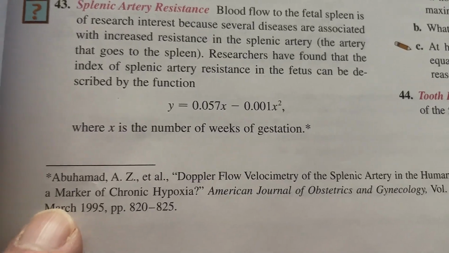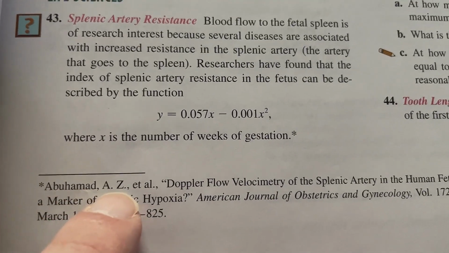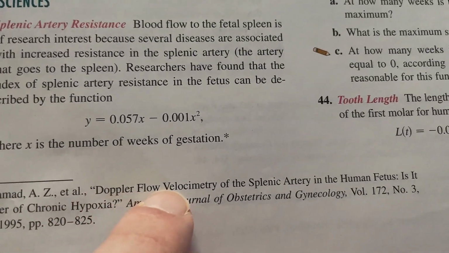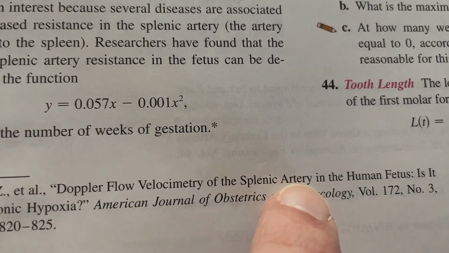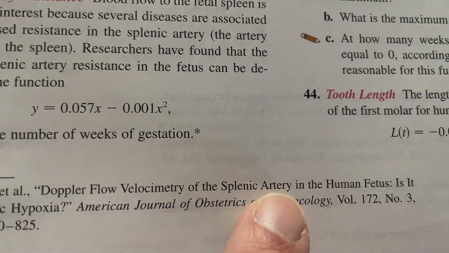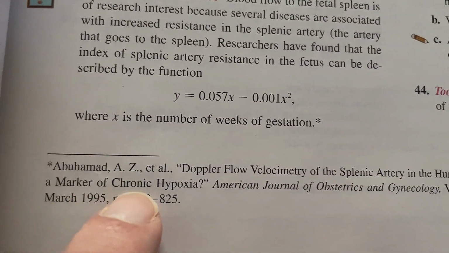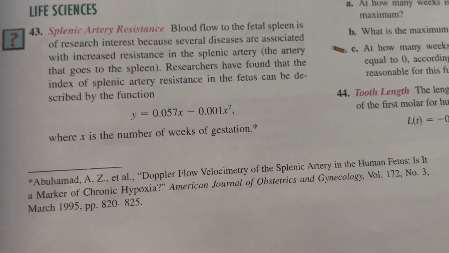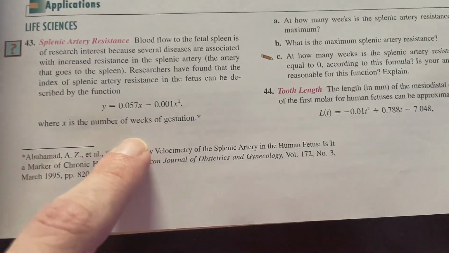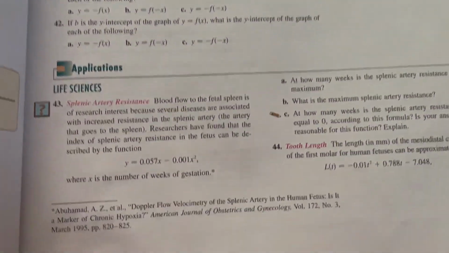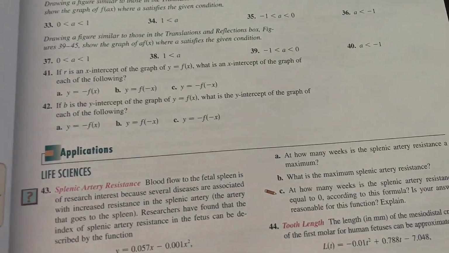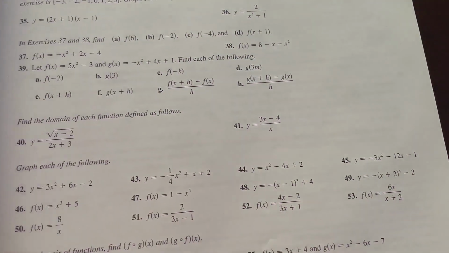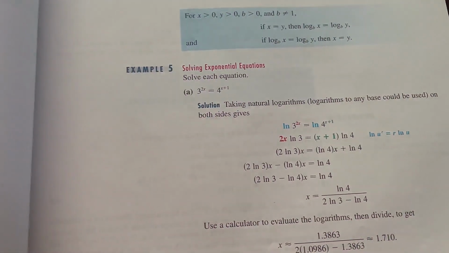And so here we have the reference: Abu Mahmad, AZ, Doppler flow velocimetry of the splenic artery in the human fetus. Is it a marker of chronic hypoxia? And so I would work through that problem, see if I could find a solution. If I could, I would pull up the study, read some of the contents of the study, and then I would post a video on it. And that's what I've done for the last several videos I've done, if you want to check those out.